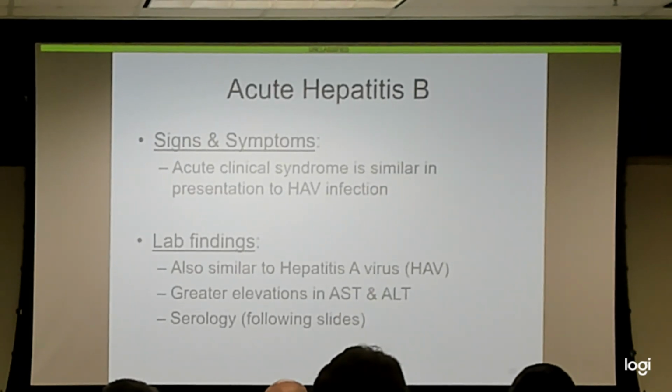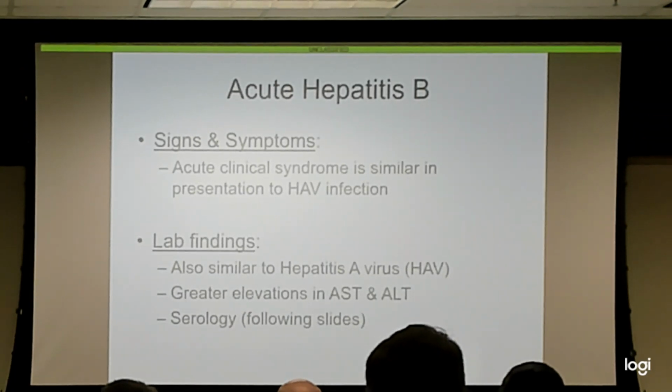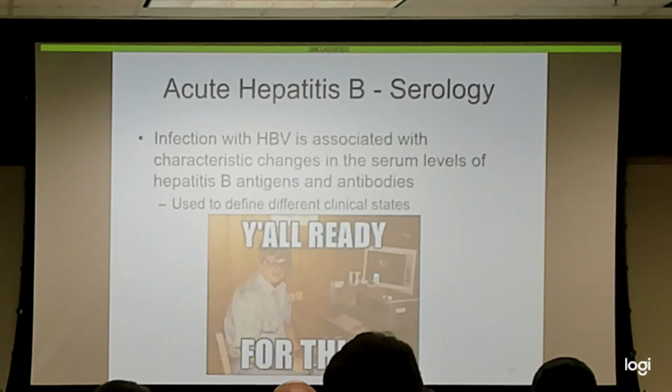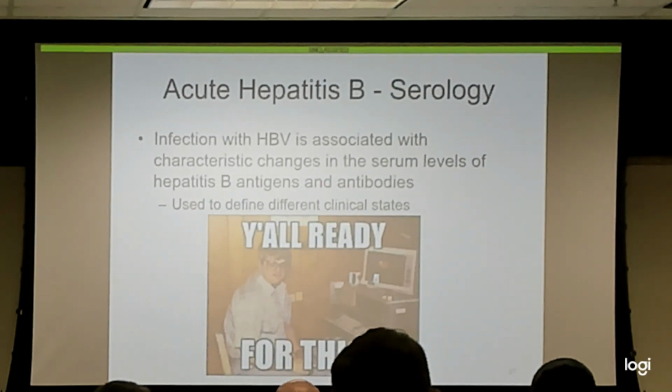Signs and symptoms: acute clinical syndrome is similar to presentation for the hepatitis A virus. Lab findings are also similar, greater elevations in AST and ALT than hepatitis A. And then serology, dun dun dun. All right, y'all ready for this?